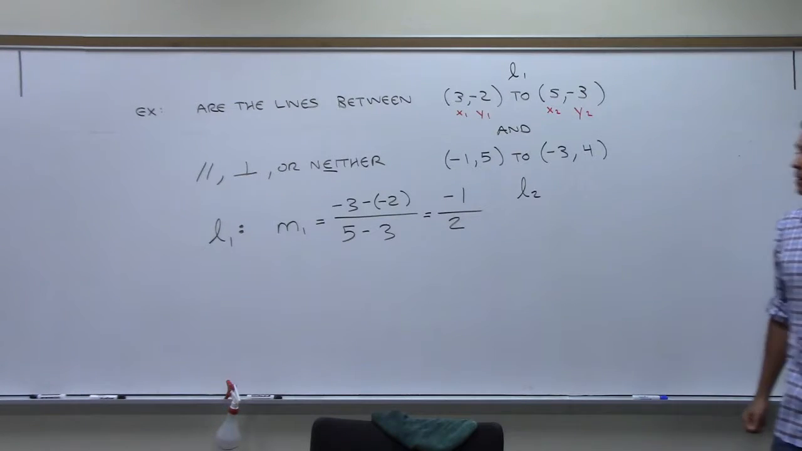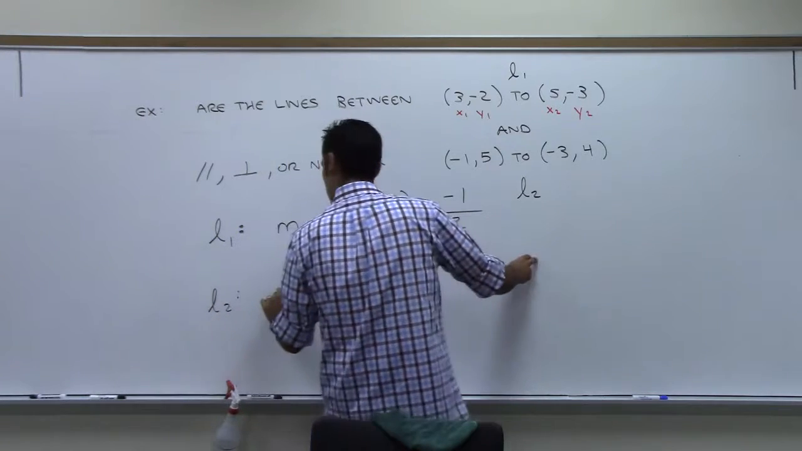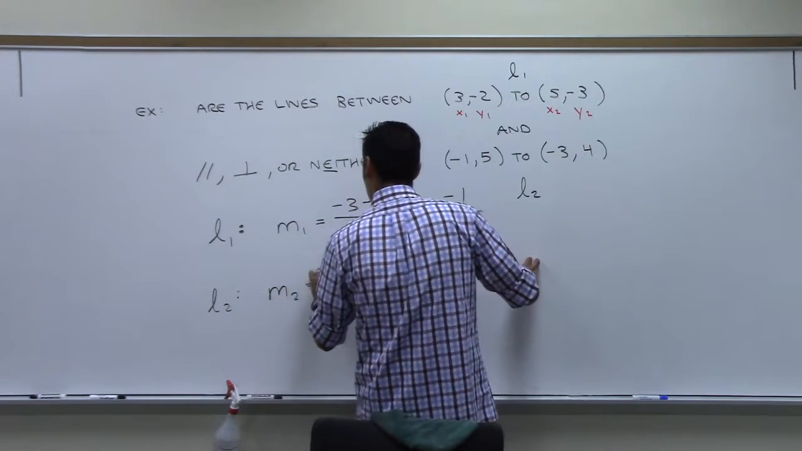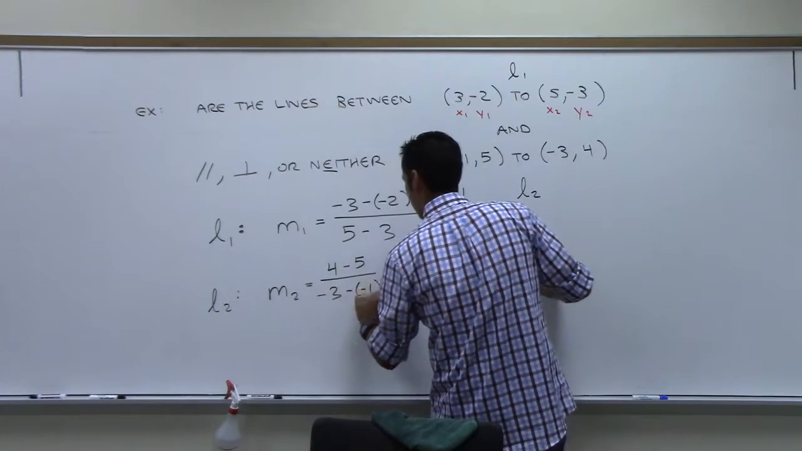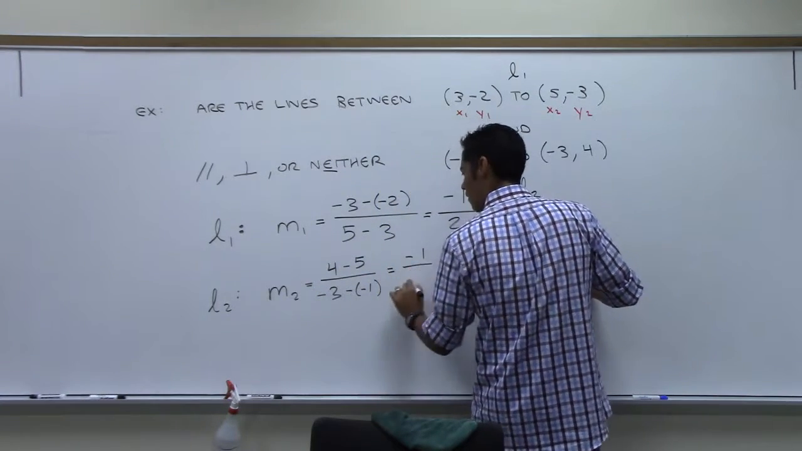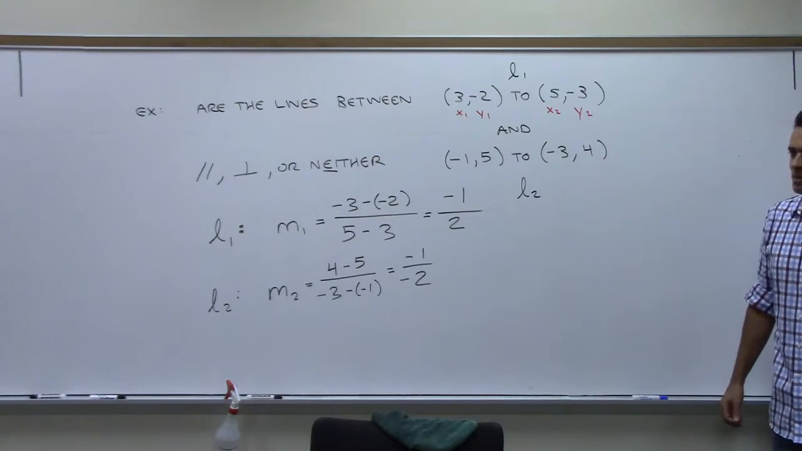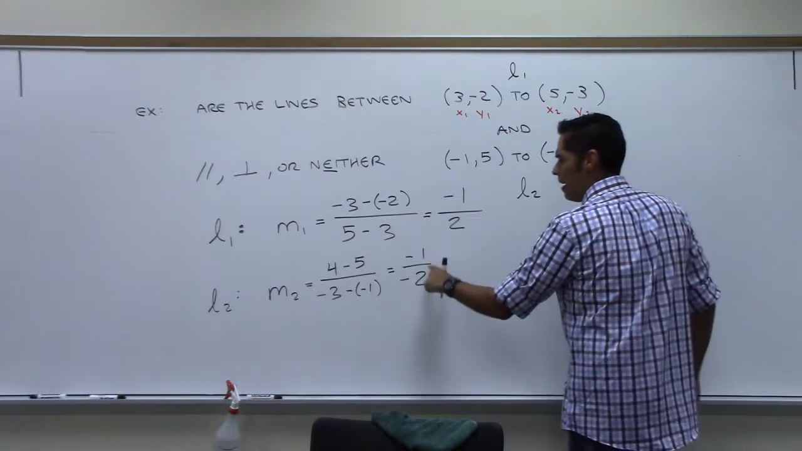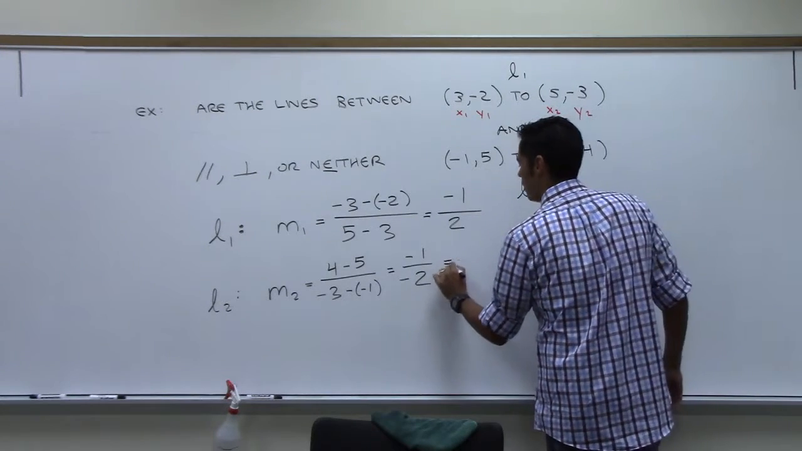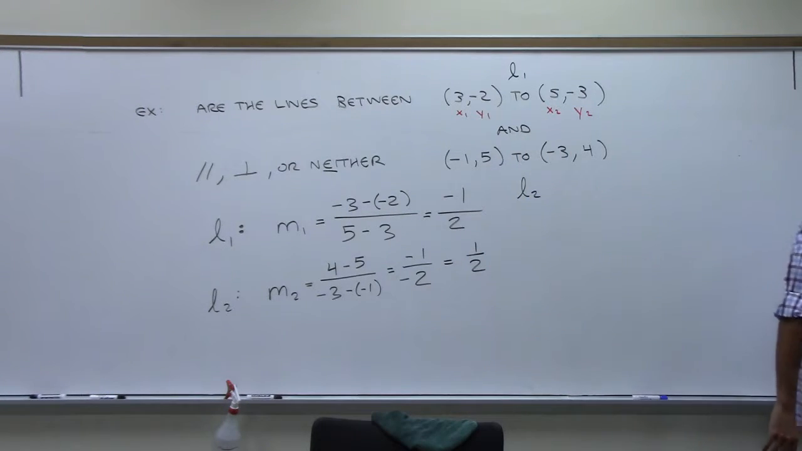And then for line 2, you would do 4 minus 5 over -3 minus parentheses -1. You would get -1 over -2. Okay, try to keep up with you there. Yes? We good? And negative over negative? Positive. So this is +1/2. Okay, that's good, Jennifer.